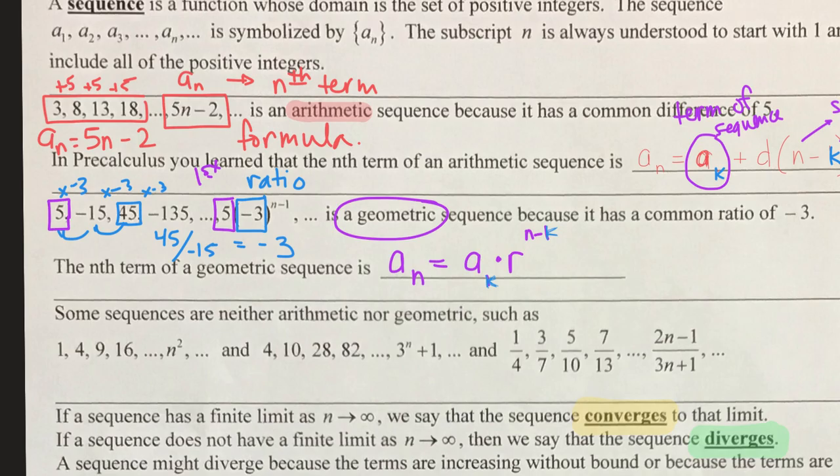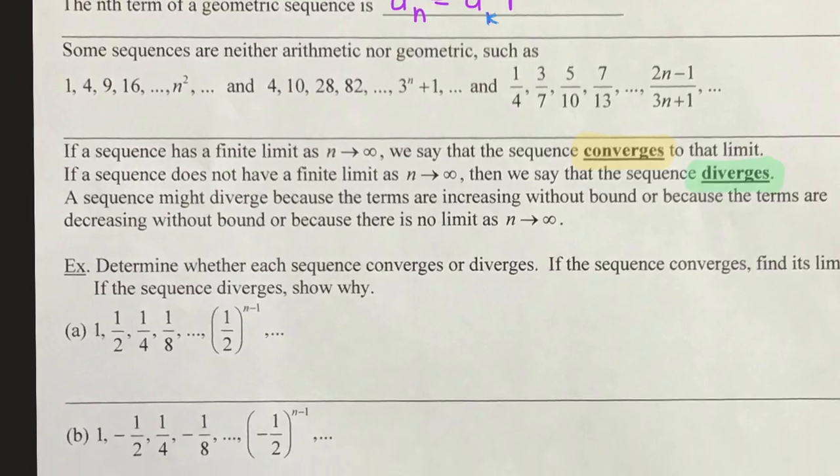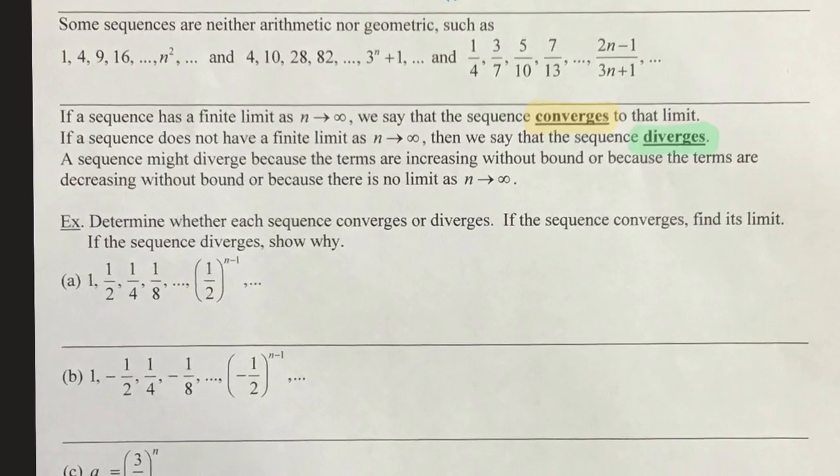Just so we know, we can be asked for all kinds of different things. So, determine whether each sequence diverges or converges. If it converges, find its limit. What is that number that we're going to go towards? Okay, and show why.